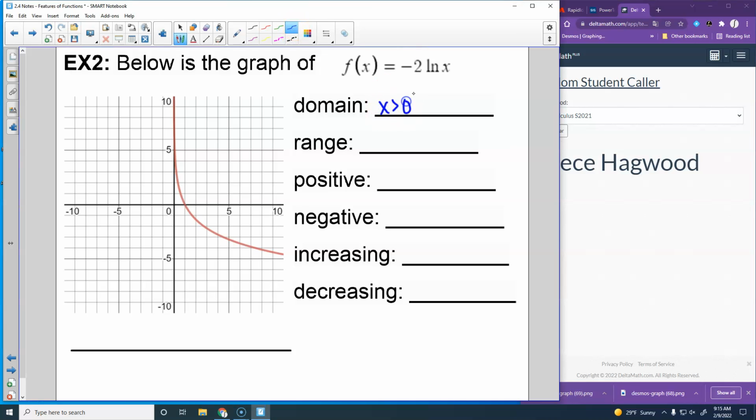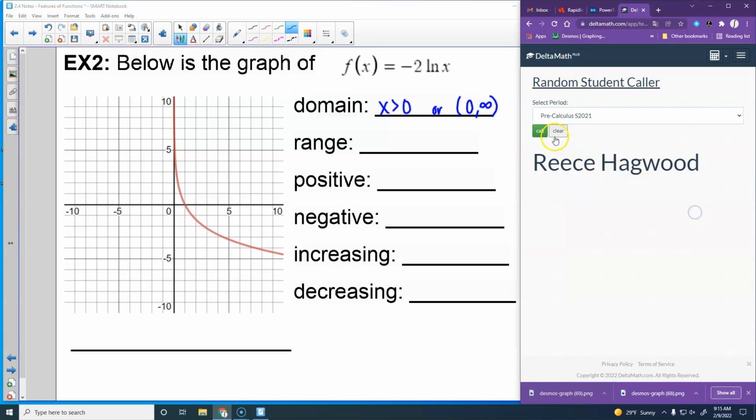Just greater than. Because that's a vertical asymptote right there, you don't want to include the 0. So, almost. And so that would be 0 to infinity if we use interval notation. Good. Okay, let's see who gets to do range.